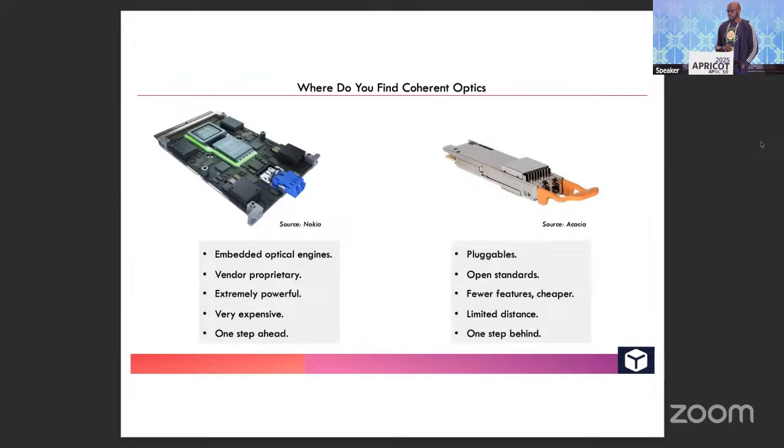So where do you find coherent? Traditionally, you'll find them in what we call embedded optics, so line cards in big chassis based systems. But now what's more interesting is that now you also get them in pluggables. So on the right-hand side, you'll see a pluggable, that's a 400 gig QSFP-DD. You now have coherent in QSFP28, 100 gig as well. That's now started shipping as of a month ago.